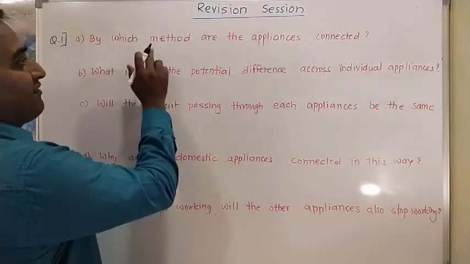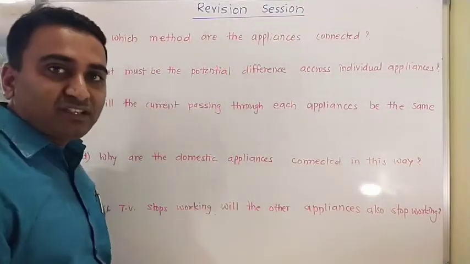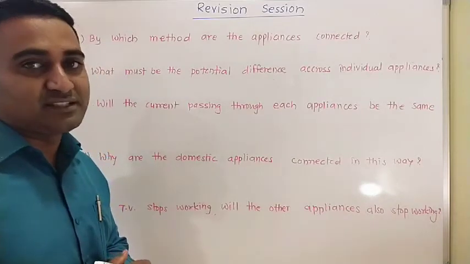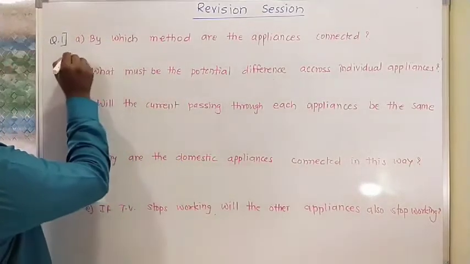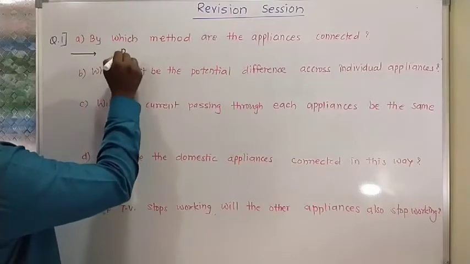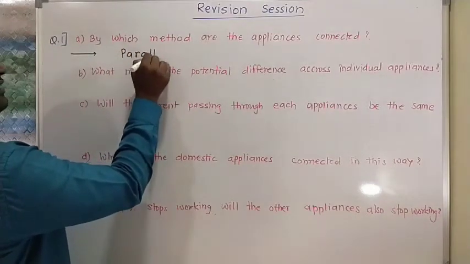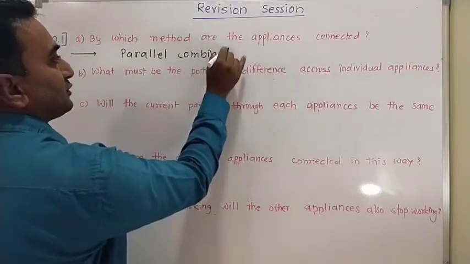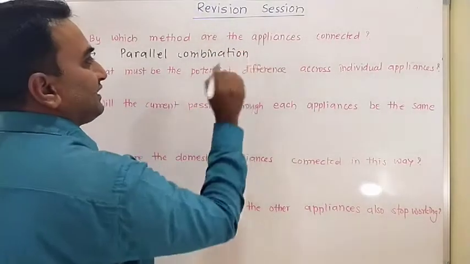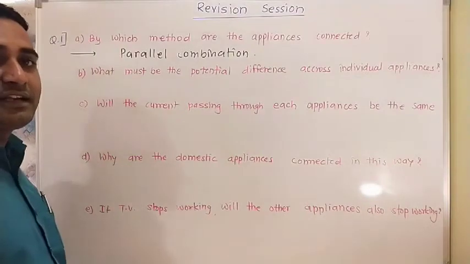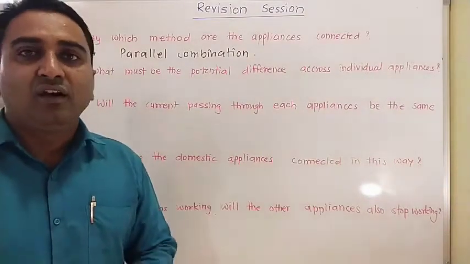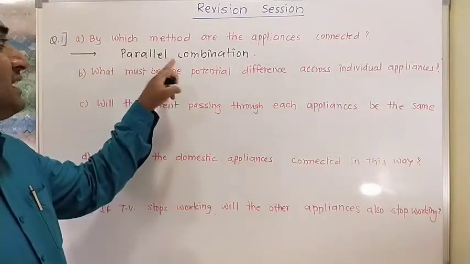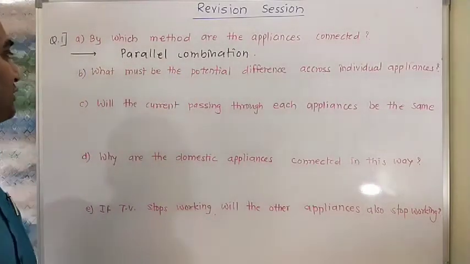Here we have the domestic circuit, and within the domestic circuit, maintaining an equal potential difference is very important. So all the appliances are connected in parallel combination: the TV, the table lamp, the fan. Within the domestic circuit, all the appliances are in parallel combination.